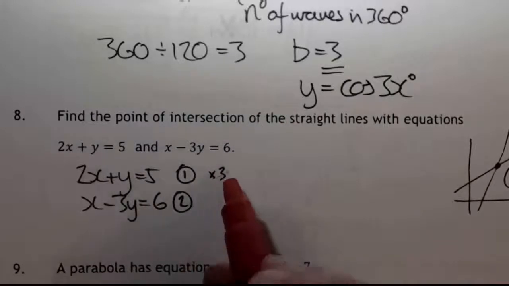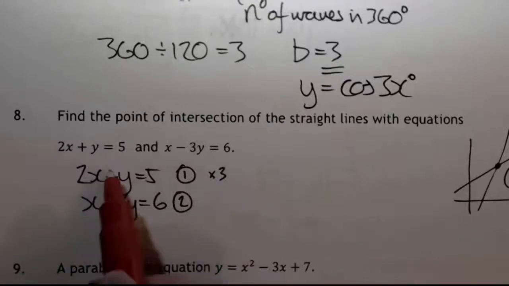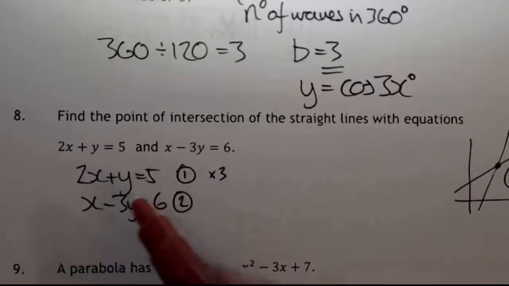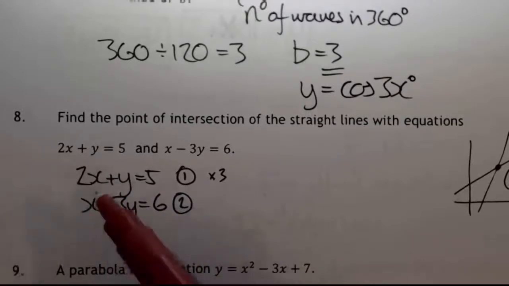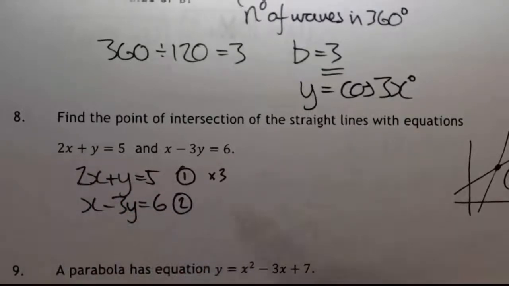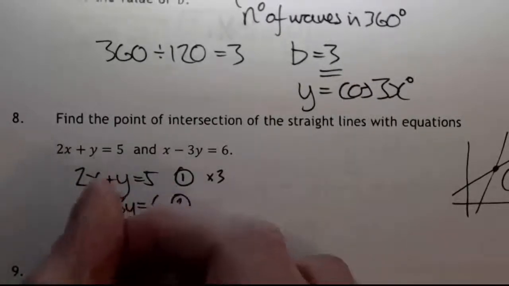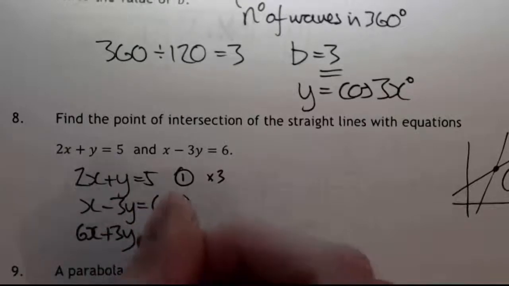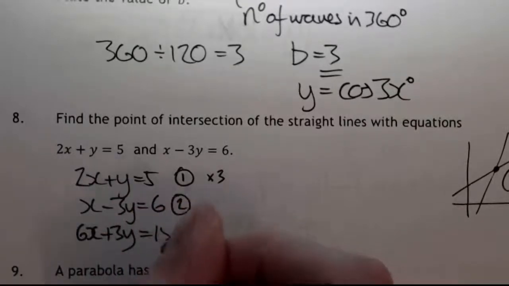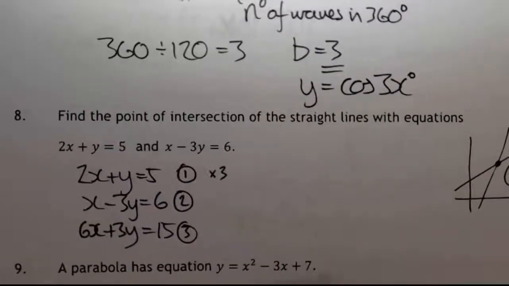And the reason I'm going to do that is I've looked at the coefficient, so what number is in front of y. If I times this by 3, I can get this to 3y. That means we can actually add that equation to that one, because 3 plus minus 3 is 0, and that would get rid of that. So if I multiply this out, we'll end up with 6x plus 3y equals 15. And that's now a new equation, so I'm just going to number it 3.